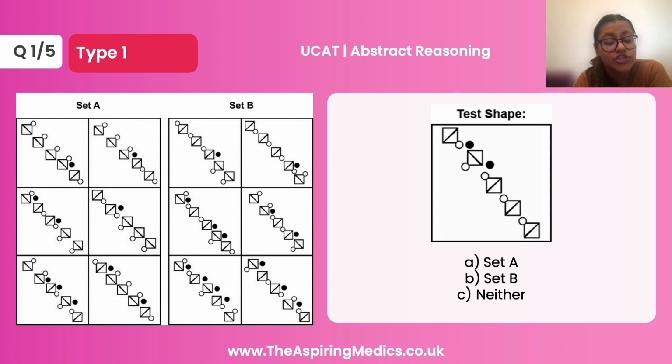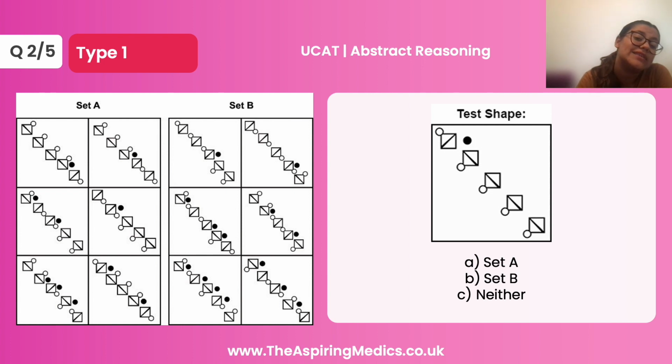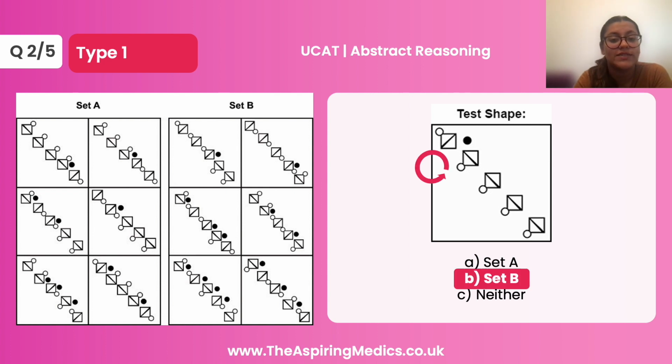So the first test shape that we have is this one, and we need to decide what set it's in. So I can see that there's a black circle here and the square has been rotated and it's done so in a clockwise manner. And then there's another square and it's rotated again in a clockwise manner. So the answer to this is set A. Now the next question, I can see that there's a black circle and the square has been rotated, but this time it's done so anti-clockwise, so it belongs to set B.